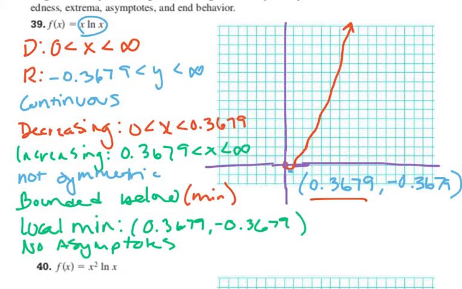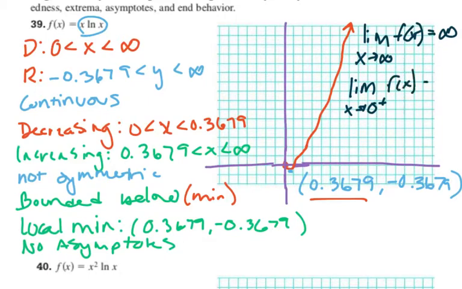And our end behavior says the limit as x goes to, well, the easy one to the right is y of infinity going all the way up. And then we have the limit as x goes to 0 from the right. I guess it can't really come from the left, so anyway, 0 from the right is going to be 0. Alright.